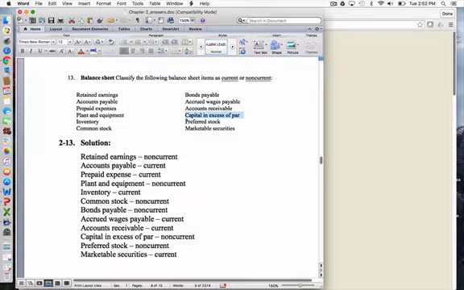Preferred stock. This is again part of the stockholders' equity, so it's non-current. Capital paid in excess of par, I forgot to say, since this is related to stockholders' equity, non-current. And marketable security is a current asset, so it's a current type of item.